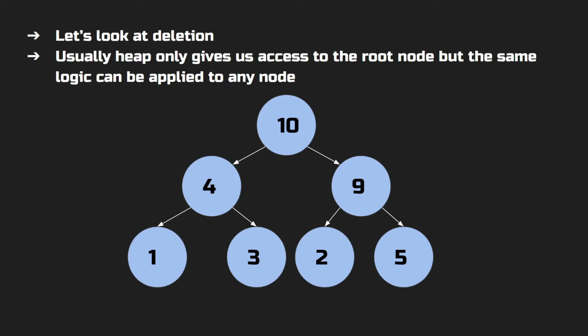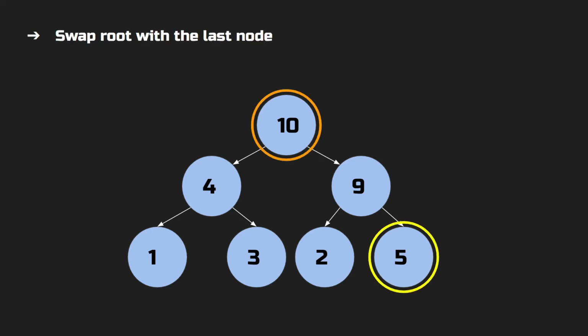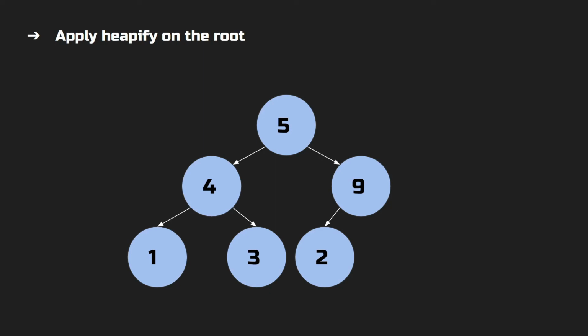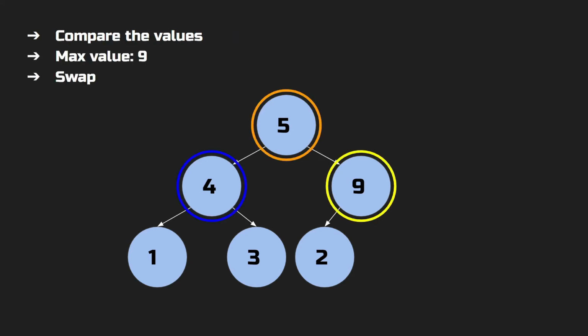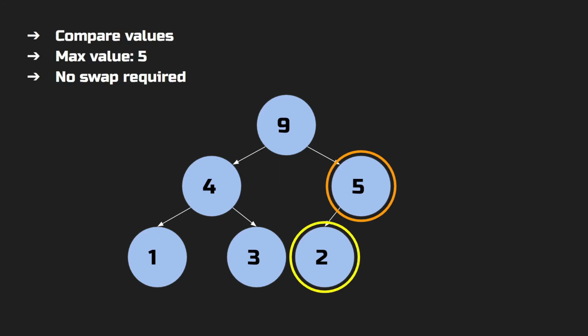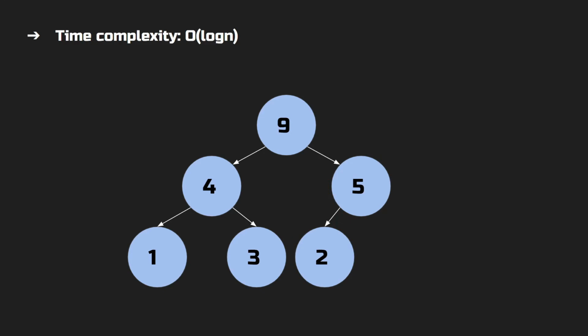Let's look at deletion. Usually heap only gives us access to the root node, but the same logic can be applied to any node. And we will swap the root with the last node. We will delete the last node and apply the heapify operation on the root. So compare the values, the maximum value is 9, so we need to swap. These values will be swapped. And we will apply heapify on the child. Compare the values, the maximum value is 5 here, so no swap required. And we will stop.